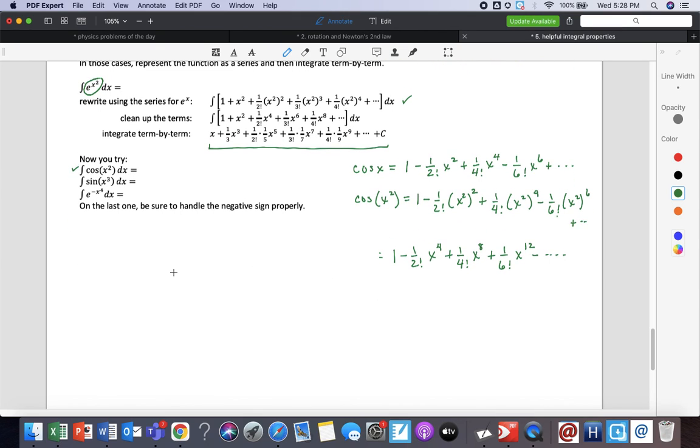So the integral of cosine of x squared dx, we're just going to integrate this term by term, and we get x, minus 1 over 2 factorial times 1/5 x to the fifth, plus 1 over 4 factorial times 1/9 x to the ninth. Whoops, this should be a minus sign here: minus 1 over 6 factorial times 1/13 x to the 13th. And you could keep going, and then remember just that there's a possibility of a constant at the very end. So that's it. I hope that was helpful.